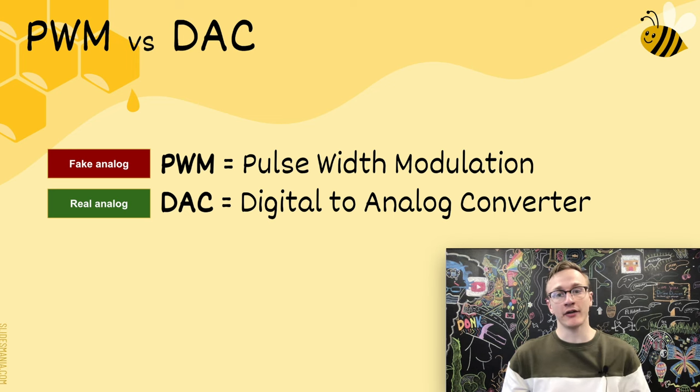Turning the pin on and off really fast to simulate an analog voltage is referred to as PWM, or pulse width modulation. We control how long the pin is on or off, and then the average voltage over time will be our fake analog output.